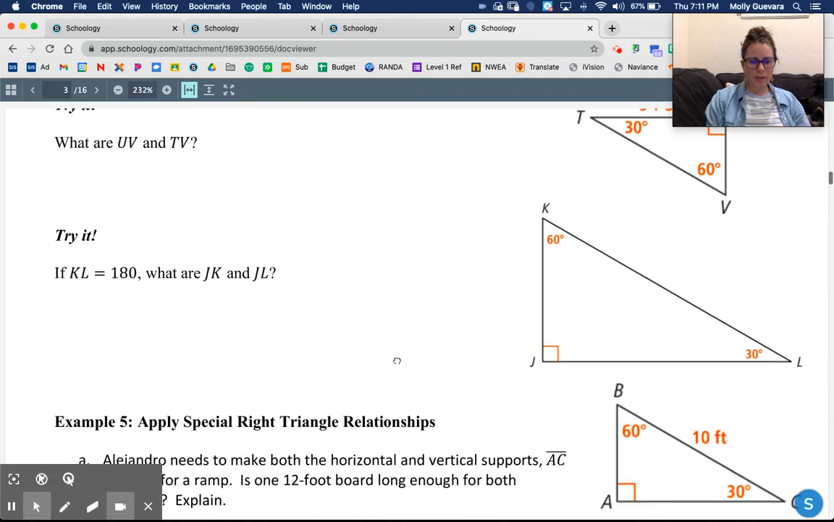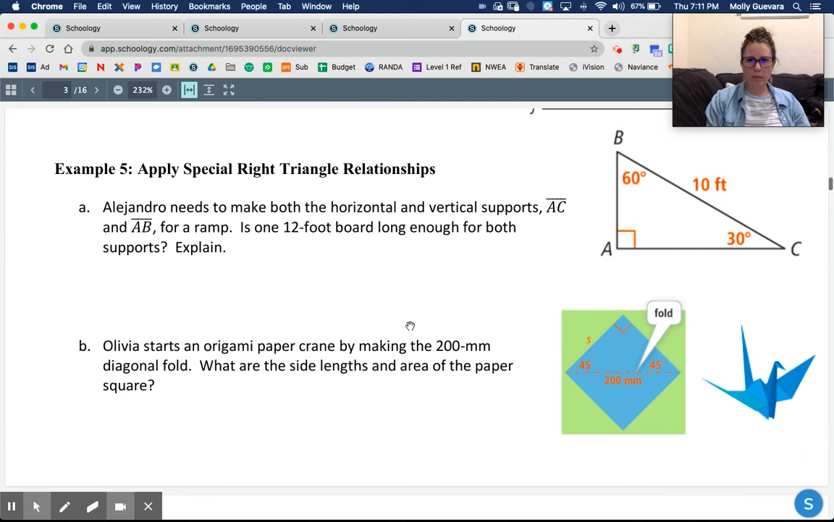Last example here, we're going to look at example 5 and how do we apply it. So let's look at these two. It says Alejandro needs to make both the horizontal and vertical supports, so AC and AB, for a ramp. Is a 12-foot board long enough for both supports? Explain. So again, this is a 30, 60, 90 triangle. So I'm going to write down the pattern. The leg with 60 is X. The leg with 30 is X square root of 3. And the hypotenuse is 2X.